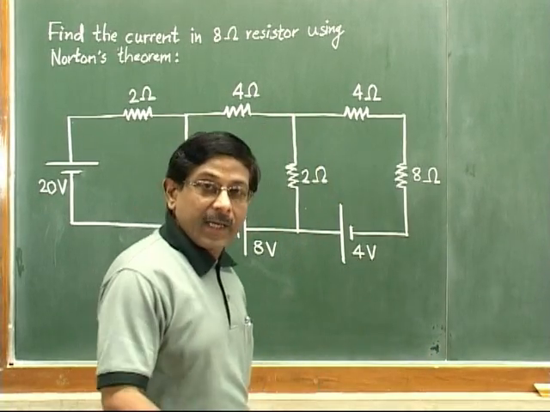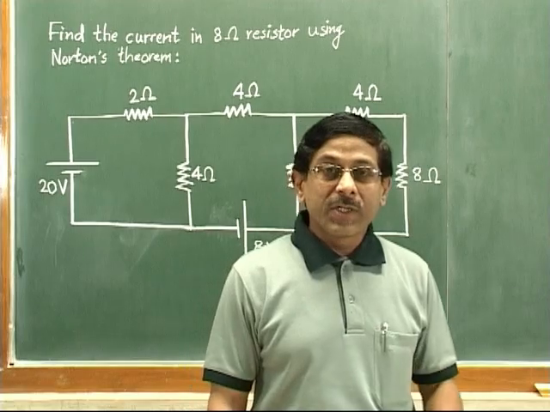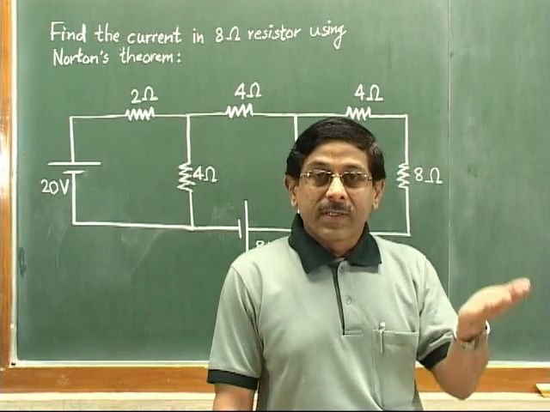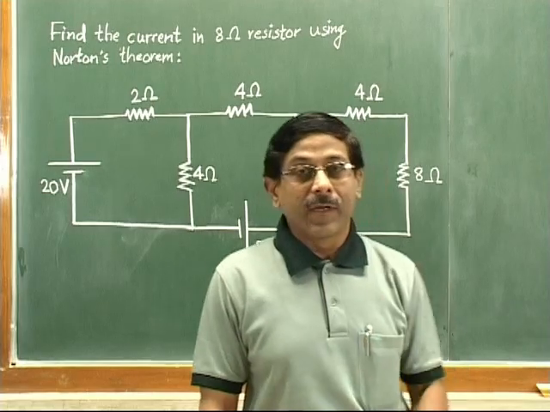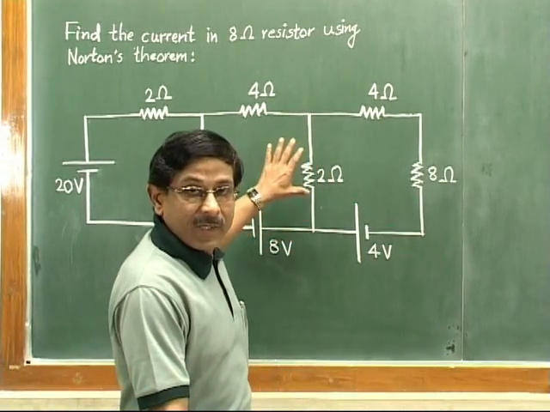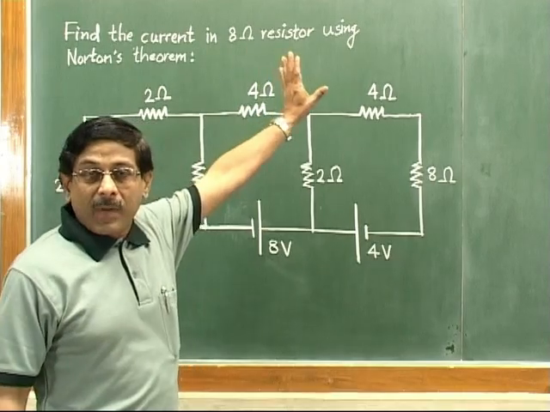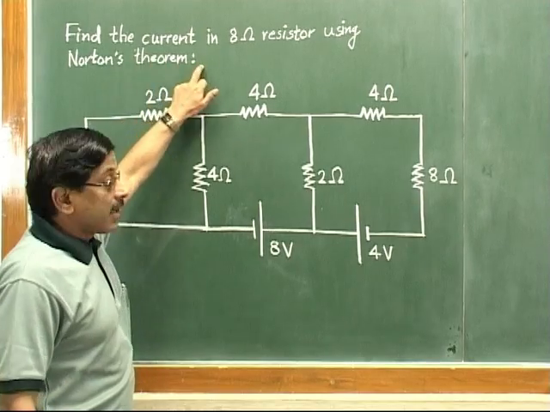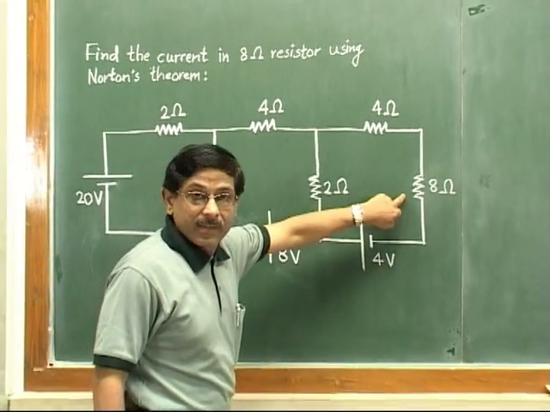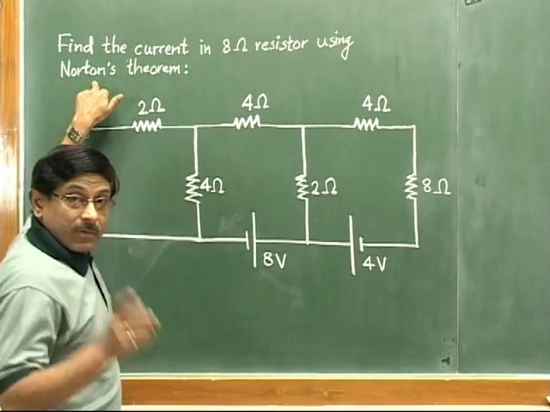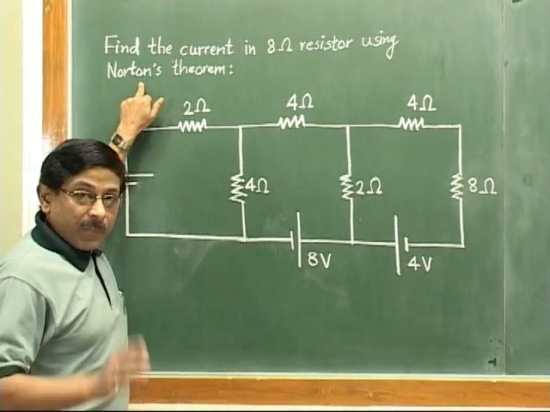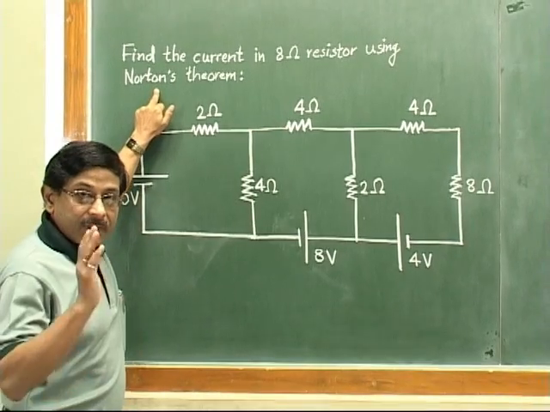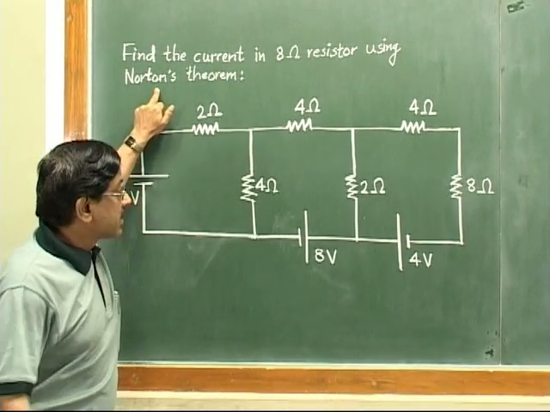Now see, again we have taken the same problem which we had taken for understanding Thevenin's theorem. The same circuit I have taken, but the problem statement is changed. The problem statement is: find the current in the 8 ohm resistor using now Norton's theorem. Please see the earlier video on Thevenin's theorem.